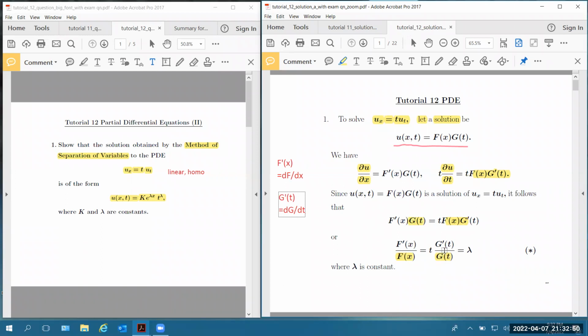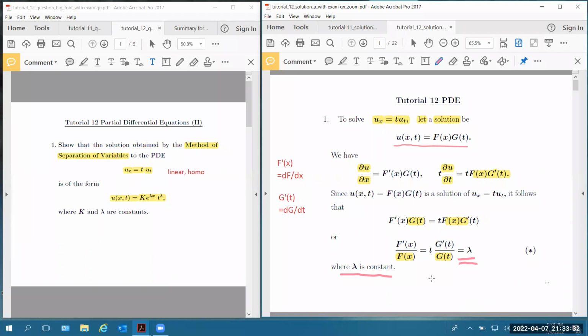So we'll have this one equal to this one, and then we say this is equal to lambda, where lambda is a constant. This is something I put in myself. Initially, I just get this one equal to this, and then I say that this is equal to lambda, a constant. Now, what's the reasoning behind? Why can you say that this one equals this one equals lambda, a constant?